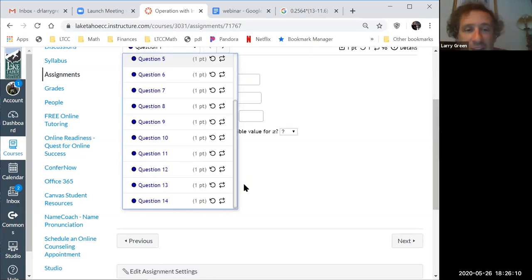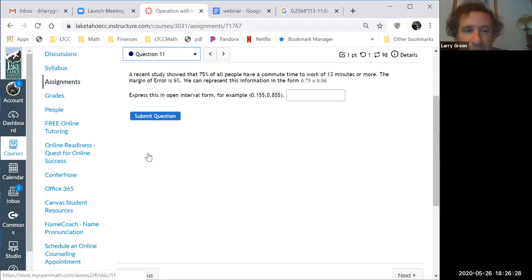Pick a number between 7 and 14. Because the last ones are harder, so I want to do the harder ones instead of the easier ones. 11 sounds good.